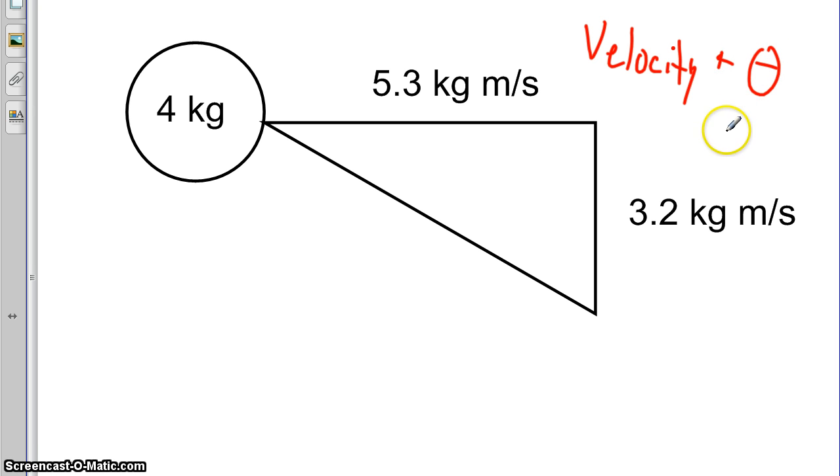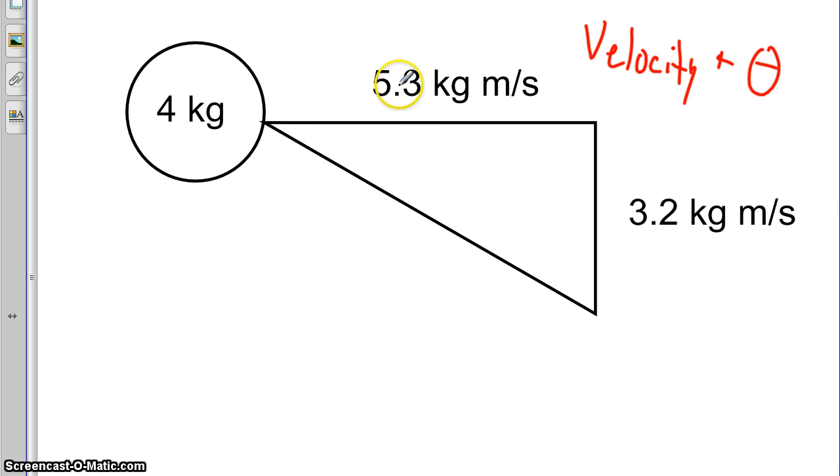So this is really a geometry problem. There's not very much physics involved at all. Let's say we know the horizontal piece and the vertical piece. We need to find two things. We need to find the velocity and the angle. I'm going to start with finding the actual velocity. And to do that, I first want to know the hypotenuse here. I want to know how much momentum this 4 kilogram object has.